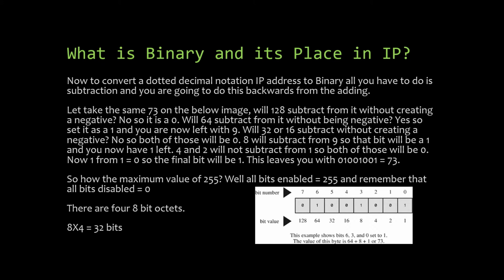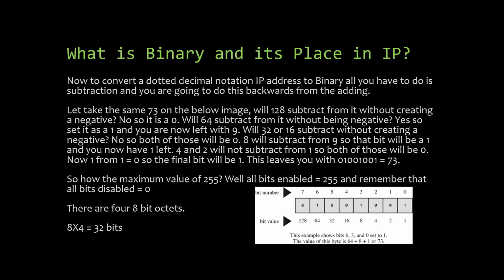Now to convert a dotted decimal notation IP address to binary, all you have to do is subtraction. And you're going to do this backwards from the adding. Let's take the same 73 on the below image. Will 128 subtract from it without creating a negative? No, so it will be a zero. Will 64 subtract from it without being negative? Yes. So set a 1, and you now are left with 9. Will 32 or 16 subtract without creating a negative? No, so both of those will be 0. 8 will subtract from 9, so that bit will be set to a 1, and you now have 1 left. 4 and 2 will not subtract from 1, so both of those will be a 0.